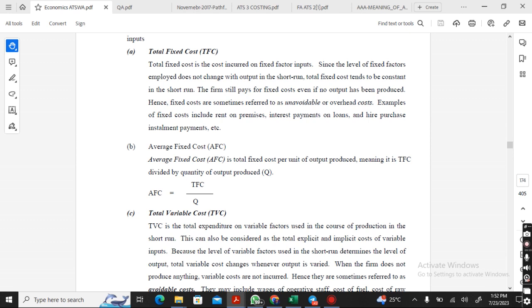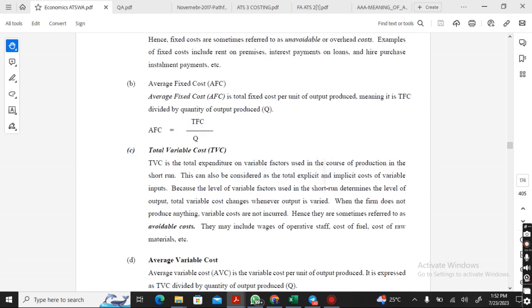ISP meaning total fixed cost divided by the quantity out. So you want to know, okay, maybe you have 1.2 million naira and you produce in this company 10 bags of water in this year. So you want to know the average fixed cost. So you have TFC divided by quantity. Are you with me?